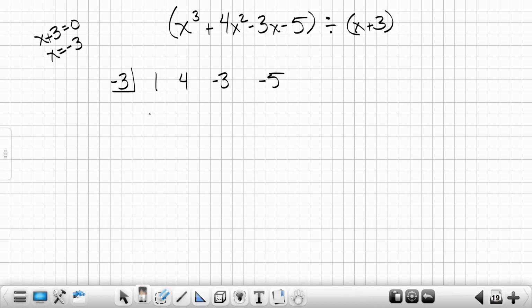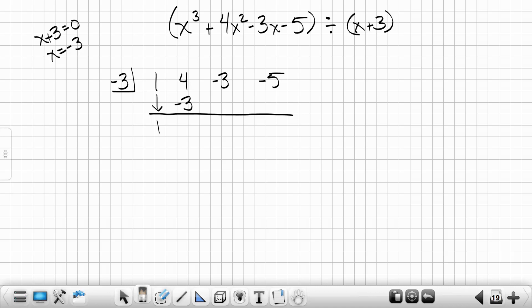Now, we're going to give ourselves a little bit of room, put a line. We always bring down the first number. We always bring down the first coefficient. Okay? Then, the algorithm, the pattern, is negative 3 times 1 is what?